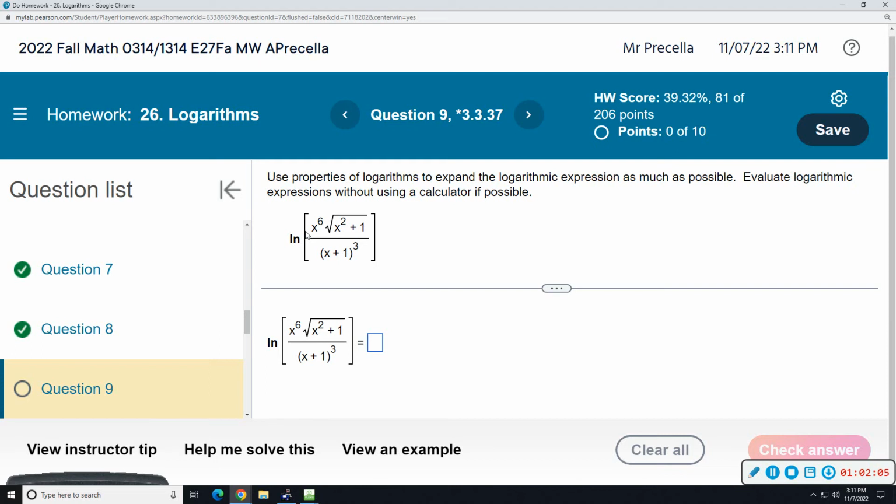Okay. Then we have x to the 6th, square root, x squared plus 1, all over x plus 1, cubed. ln x to the 6th square root x.